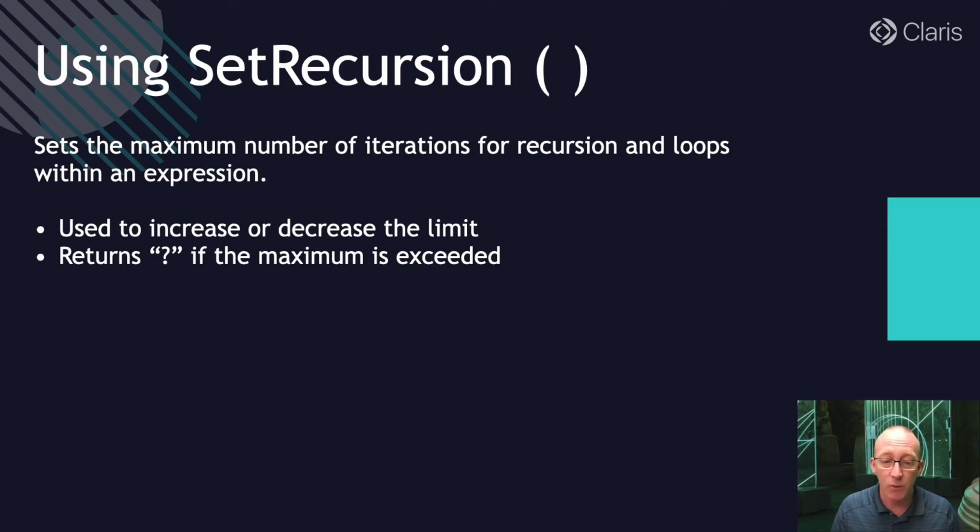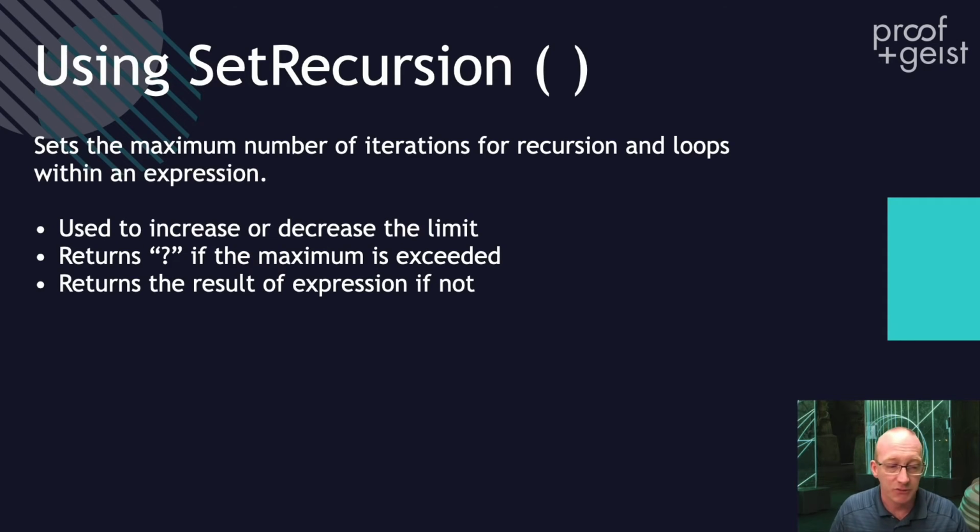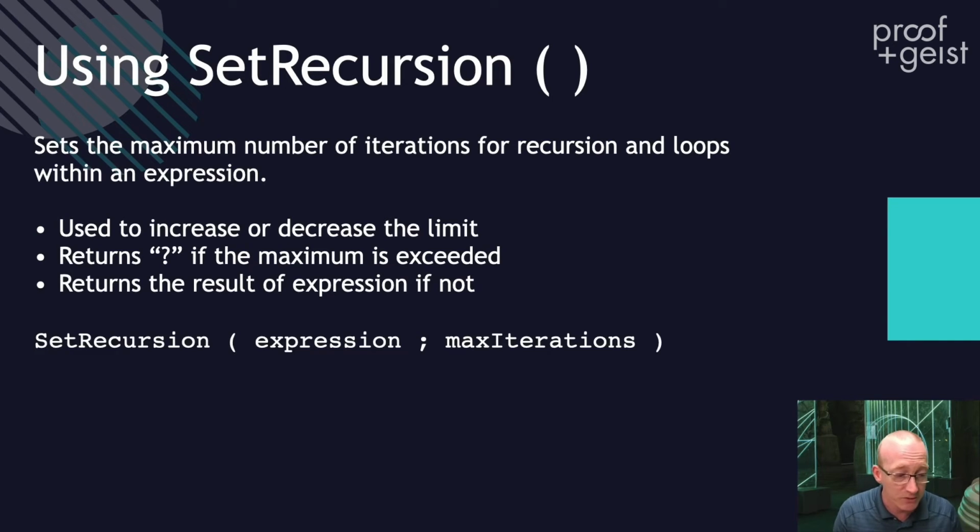It returns a question mark if the maximum is exceeded, and of course that is true also if the limit is not changed at all. And then naturally it's going to return the result of the expression if it does not reach that limit. The function looks this way: your expression is one parameter, and then the maximum number of iterations is the second parameter.